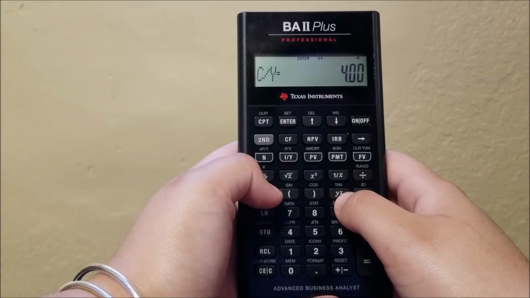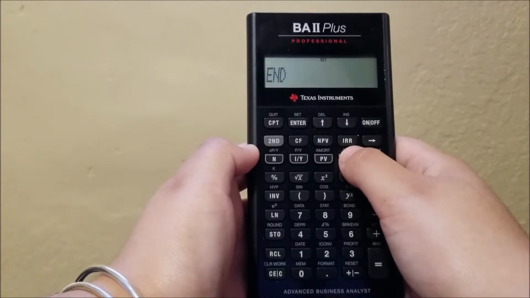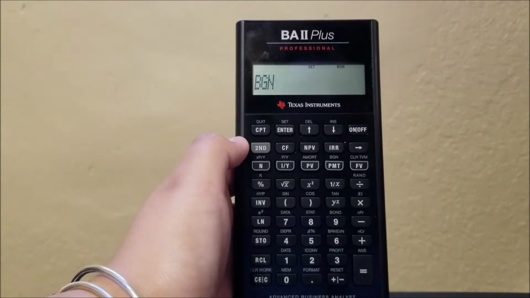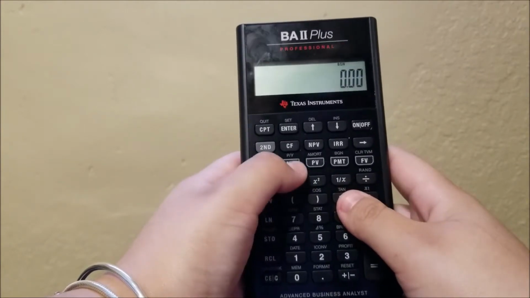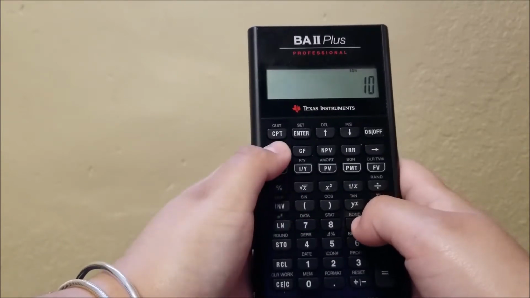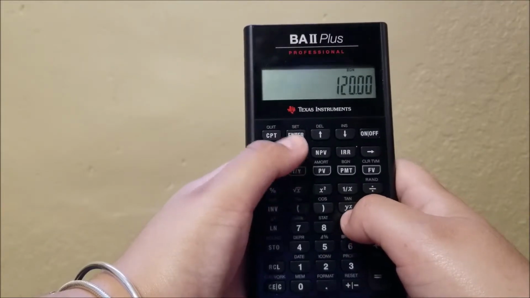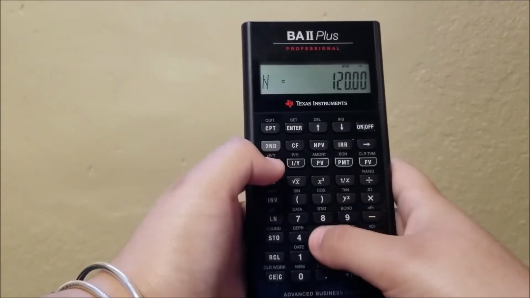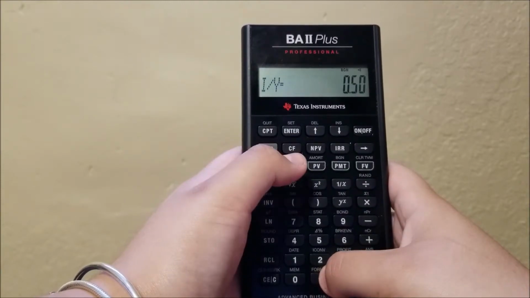And to set the beginning of the period payments, we're going to put second beginning and second set. So now it's set at the beginning, and we're going to quit out of that. To enter the number of deposits, we're going to put 10, use the second function and the payment multiplier function, which will multiply it to 120 and make that 120 our N. Since that's already locked in, once we press N, we're going to enter 0.5, and that's going to be our interest rate for the year.